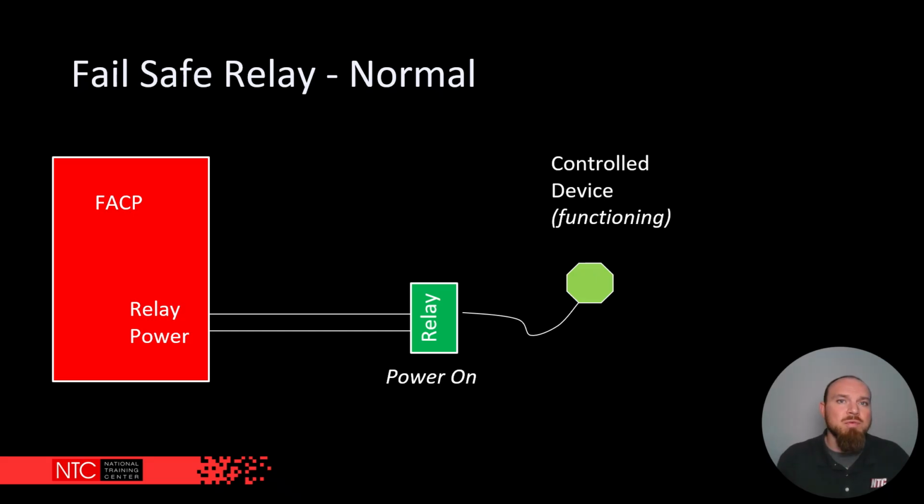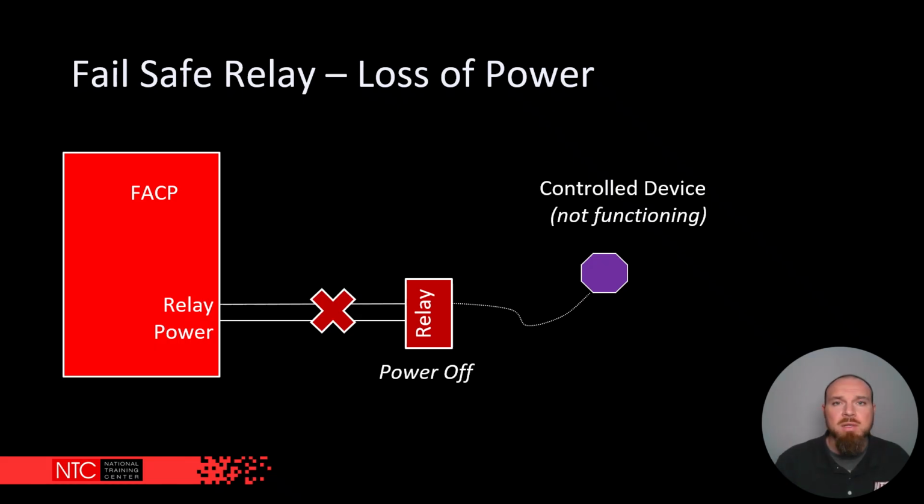In normal condition for the relay, the air handler is on. However, when we have an activation, we lose power to the relay. Once we have a loss of power to the relay, the controlled device no longer is going to be powered on. For HVAC shutdown, that's perfect because that's what we're trying to achieve, shutting down the air handling unit. So that's where you might see Class D being used.